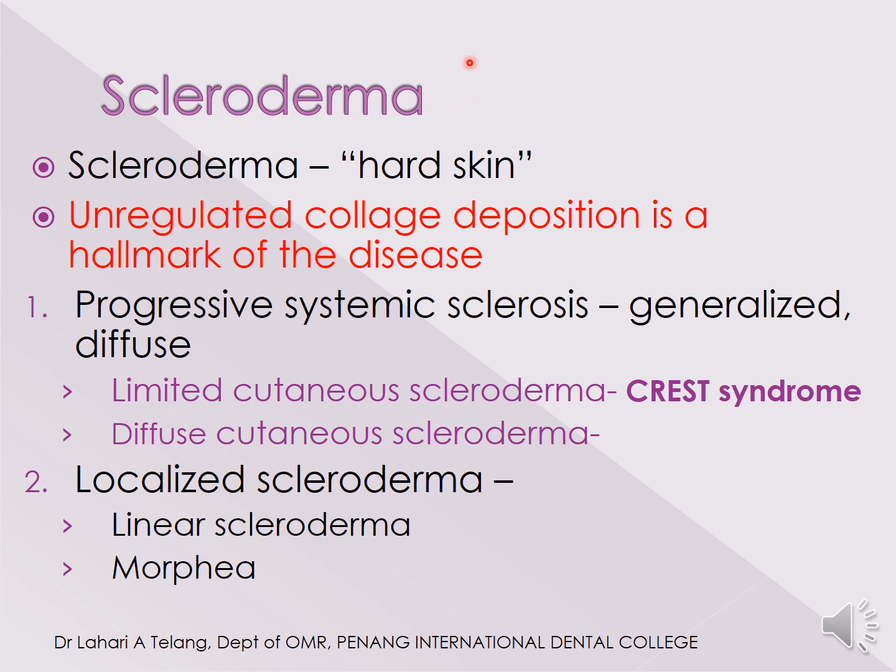So let's look at scleroderma first. It's already been spoken to you about in oral pathology, but let me give you another aspect to scleroderma here. Scleroderma means hard skin. There is unregulated collagen deposition, which is the hallmark of the disease. It could be the progressive systemic sclerosis, which is more generalized and diffuse. Again, it has types, which is limited and diffuse. One of them is CREST syndrome. Or it could be localized scleroderma, which is either in the form of linear scleroderma or morphea.